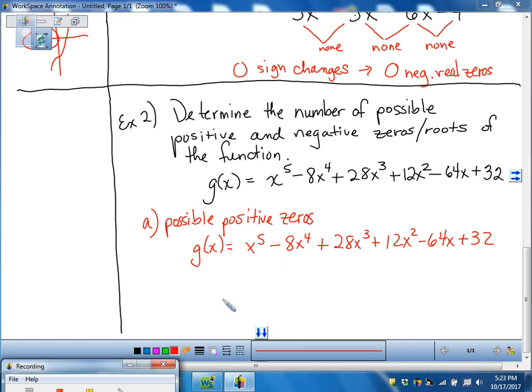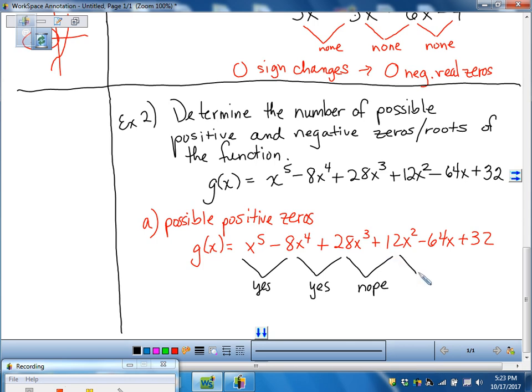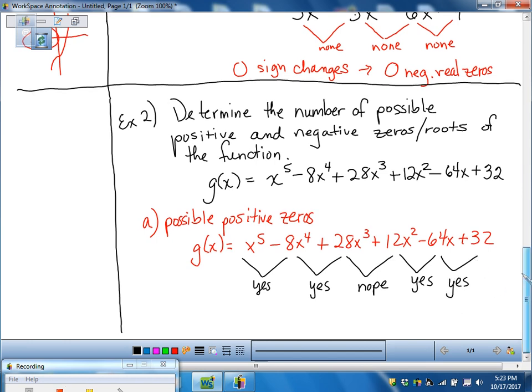Okay, so let's check out the sign changes that you just found. Sign change here? Yes. Sign change here? Negative to positive? Yes. Sign change from positive to positive? Nope. Sign change from positive to negative? Yes. Sign change from negative to positive? Yes. So how many sign changes did we have? If you said we had 4 sign changes, you are absolutely correct.